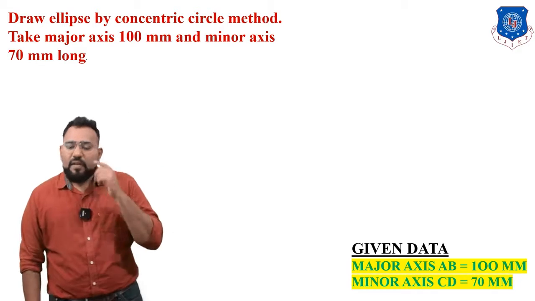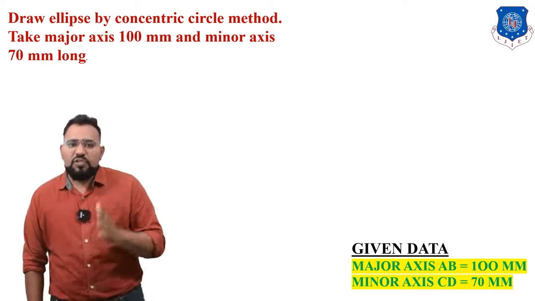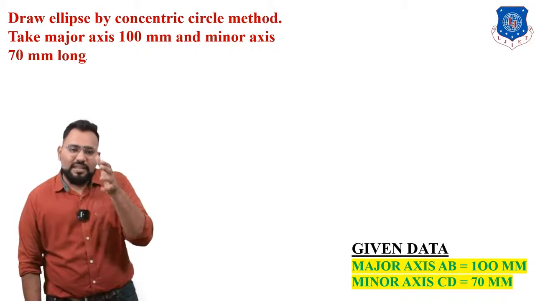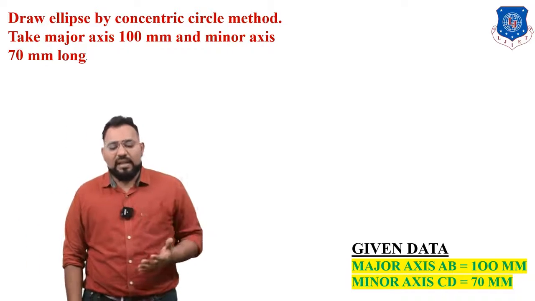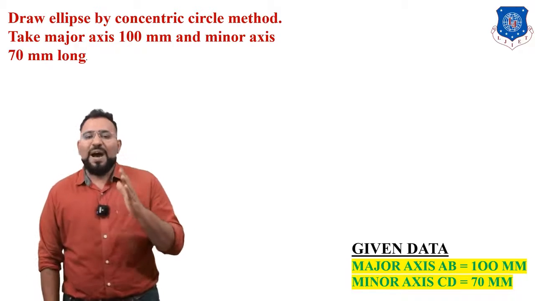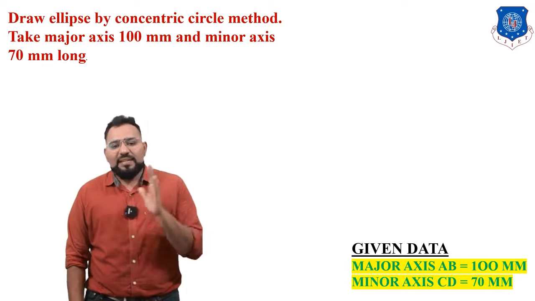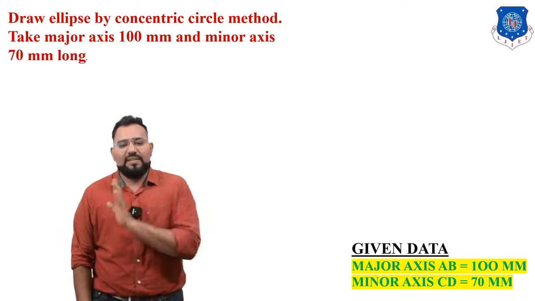Here you can see that we are going to draw the ellipse by the concentric circle method. This is one of the methods of drawing an ellipse, and it is known as the concentric circle method. The example is something like this: draw an ellipse by the concentric circle method. Take the major axis 100 mm and the minor axis 70 mm long.